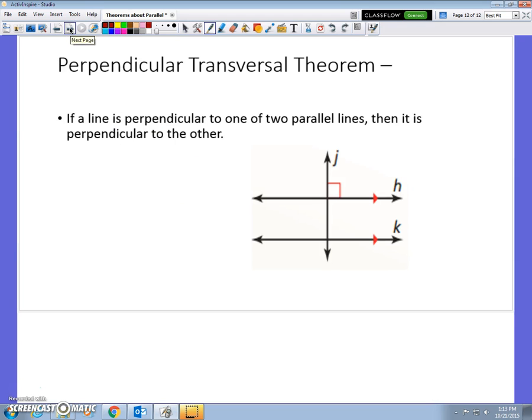And then finally, the perpendicular transversal theorem, which is almost common sense as well. It says if the transversal happens to be perpendicular to one line, then it must also be perpendicular to all the other parts. There's all right angles involved. Right angle, right angle, right angle, right angle. All right angles, always. So if it's perpendicular to one line that is parallel to another, it is therefore perpendicular to both of the lines. And that's it. That's all for today.